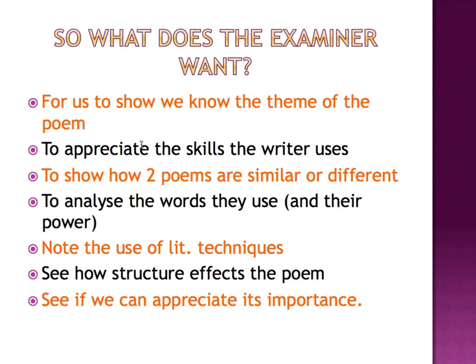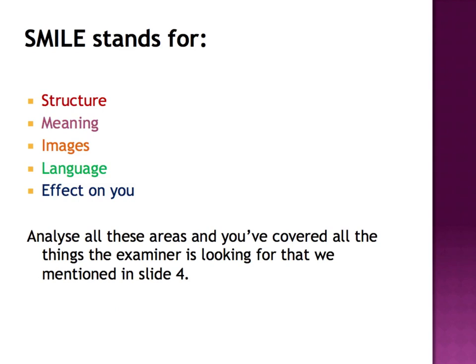Now, to analyse all of these and to hit all these in one kind of fell swoop, there's an acronym you can remember called SMILE. Now, SMILE stands for structure, meaning, images, language, and effect on you. And basically, if you remember all these 5 points, you should try hopefully to make 3 points of each one of those strands for the poem. So each poem that you analyse, you try and get 15 points ready for it.